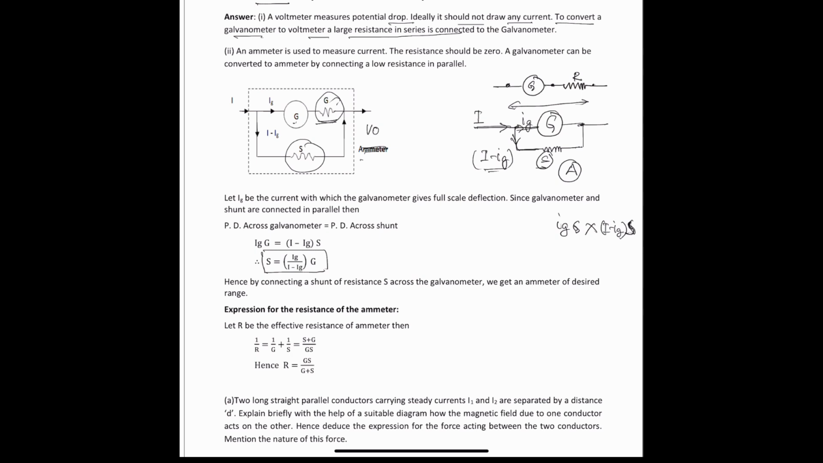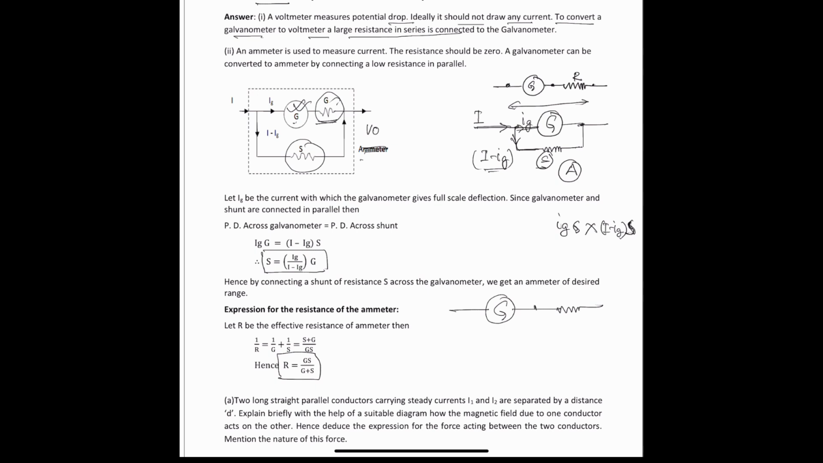Now, expression for resistance. Okay, so this is actually the figure for converting galvanometer to ammeter. So galvanometer to voltmeter conversion is what? This, correct? So in case of ammeter, this galvanometer resistance and shunt resistance both are parallel. So what is the effective resistance? R is the equivalent resistance, GS by G plus S, correct?